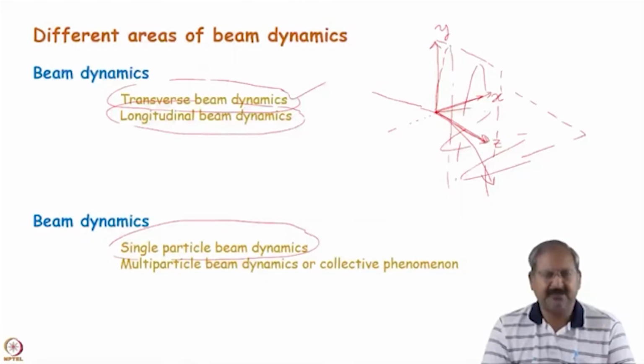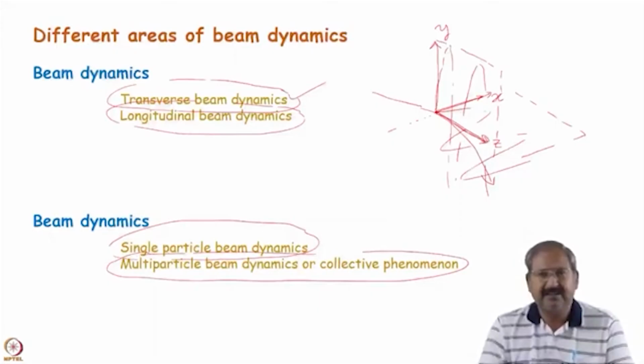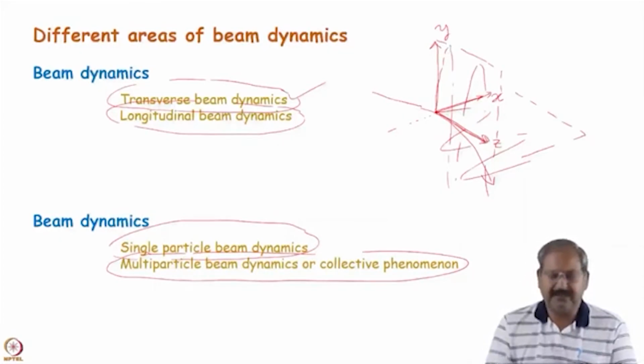In reality, it is not so, because all the particles have charges. So when all particles move together, they can affect the motion of each other via direct Coulomb repulsion or magnetic attraction, or via the vacuum chamber. Via the vacuum chamber means the charged particle induces image charges in the vacuum chamber, and those image charges can affect the other particles. So when one particle gets affected by the presence of the other particles, and we study those phenomena, then we are in the realm of multi-particle beam dynamics or collective phenomena.